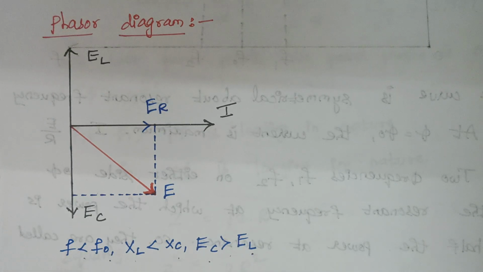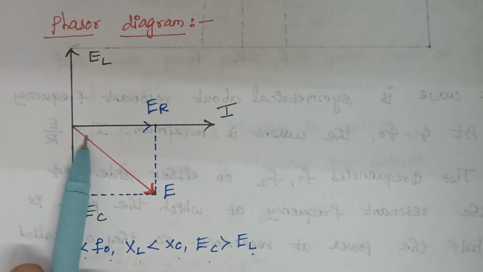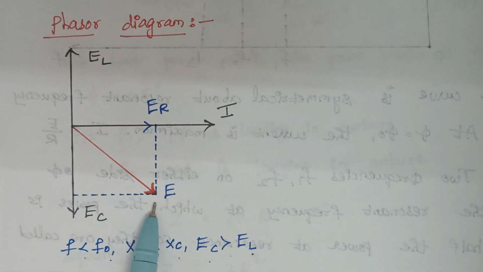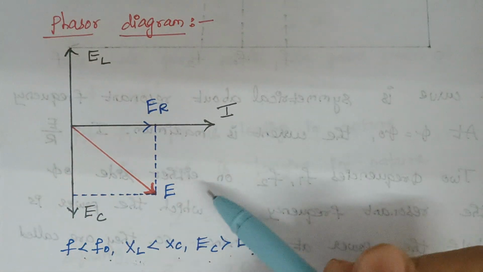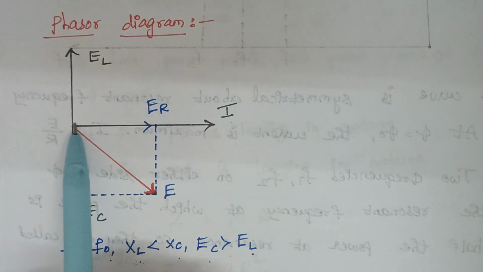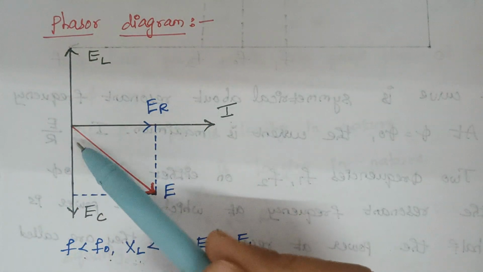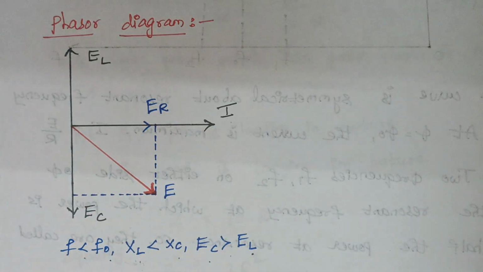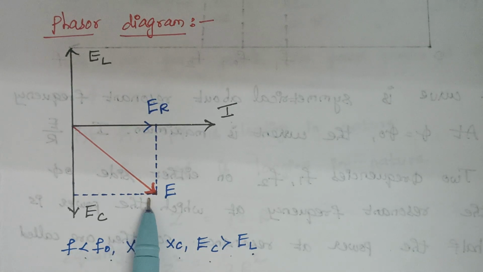So here, since the inductive reactance is less, the voltage lies in this quadrant, right. So as we all know, this is your voltage drop across resistor and this is the voltage drop across inductor and this is the voltage drop across the capacitor here. So therefore here we are having our E for this condition, right.